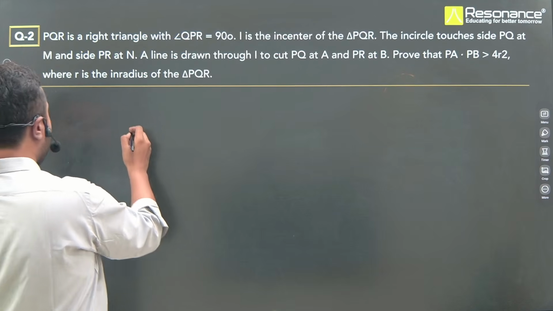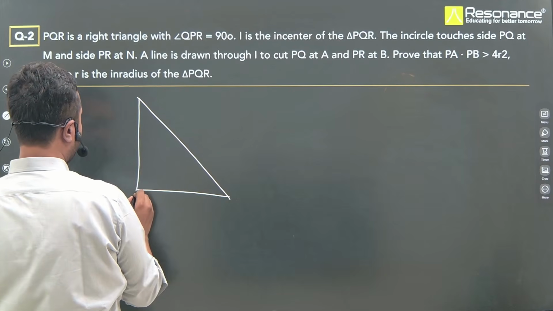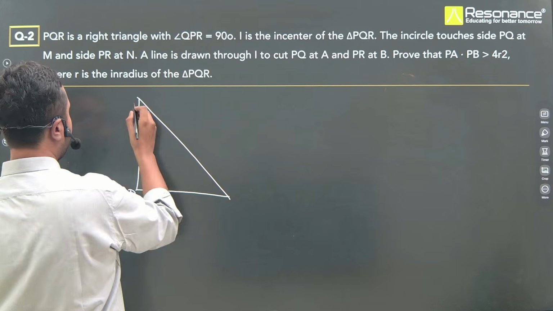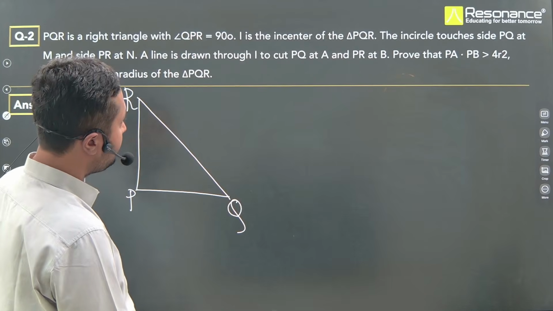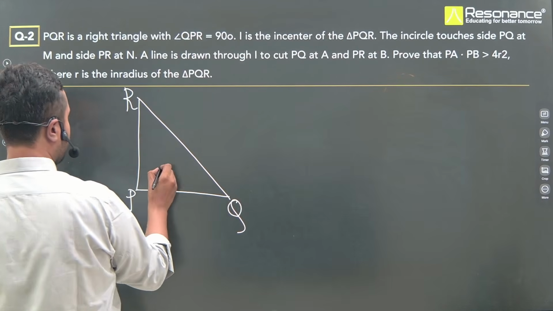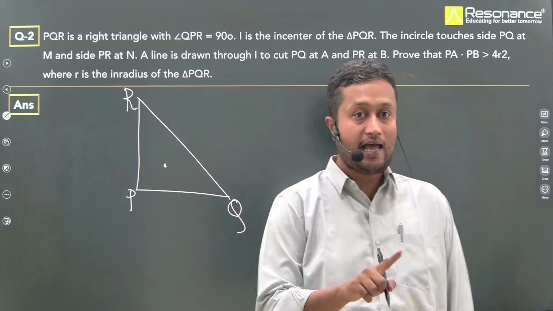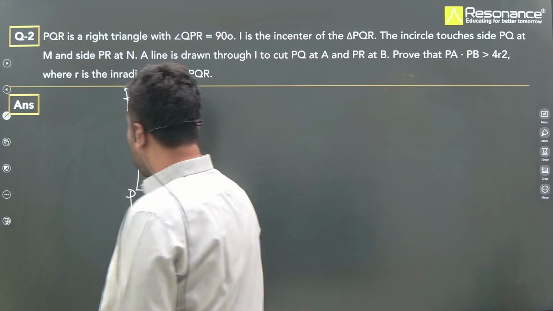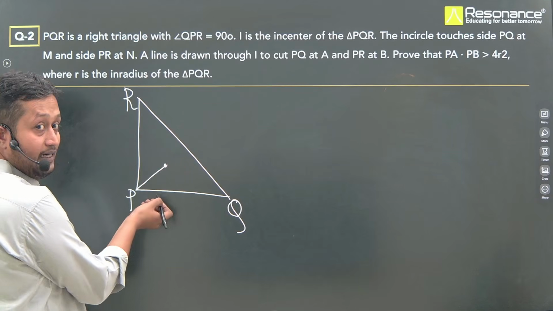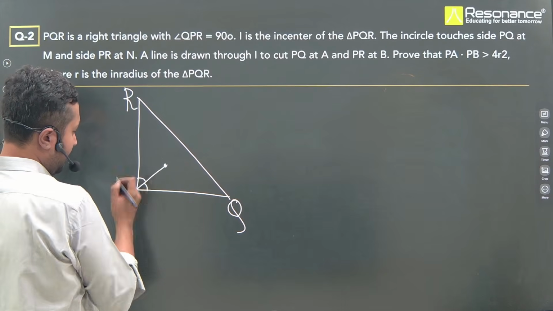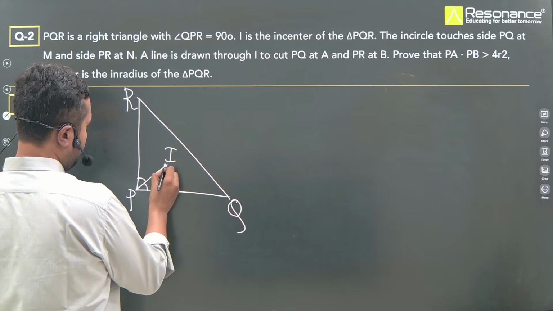PQR is a right angle triangle. So it's right at P, so let's just call the other vertices Q and R. I is the in-center of triangle PQR. If you remember, the in-center is the point of concurrence of the internal angle bisectors. So it should lie on the internal bisector of this 90 degrees, which means it must be 45 degrees over here. So I'll just call that I.